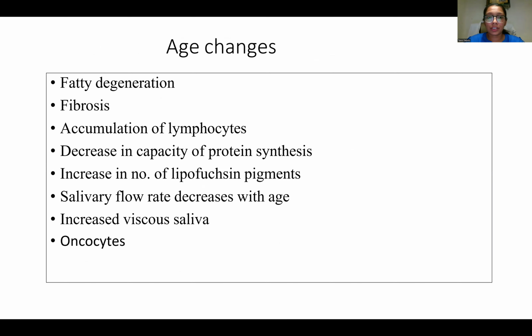Coming to the age changes, that is fatty degeneration, where the fat cells replace the gland cells. Next is fibrosis, where the normal tissue is replaced by fibrotic connective tissue. This can lead to scarring. Next is the accumulation of lymphocytes, decrease in capacity of protein synthesis, and increase in the number of lipofuscin pigments. The salivary flow decreases with age and leads to more viscous saliva, and oncocytes may be present. All this can happen because of infection, inflammation, neoplastic changes, and others.